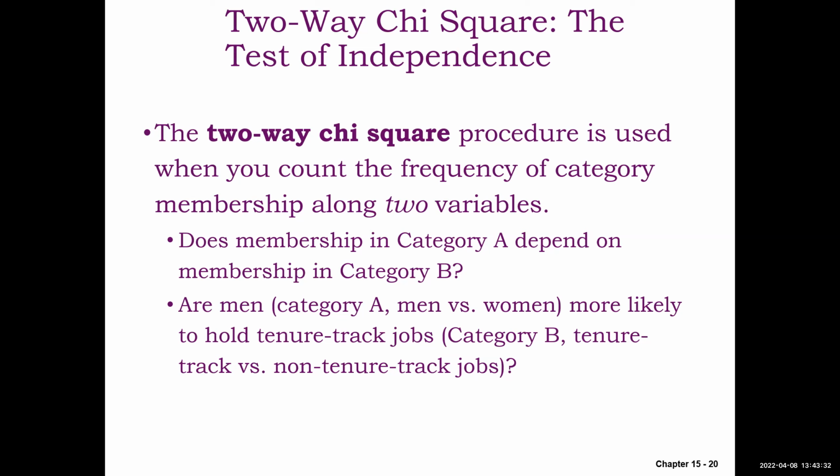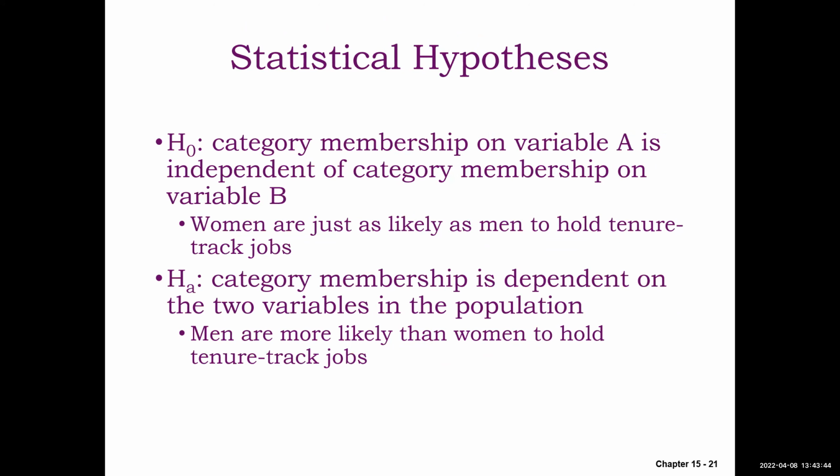So, are men, category A, men versus women, more likely to hold tenure track jobs, category B, tenure track versus non-tenure track? Our null hypothesis is just that they are independent, that women are just as likely as men to hold tenure track jobs. Just because you're a woman doesn't mean you're more or less likely, and vice versa.